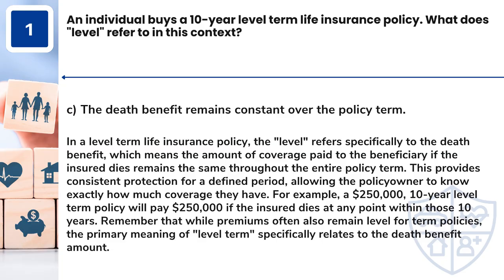For example, a $250,000, 10-year level term policy will pay $250,000 if the insured dies at any point within those 10 years. Remember that while premiums often also remain level for term policies, the primary meaning of level term specifically relates to the death benefit amount.